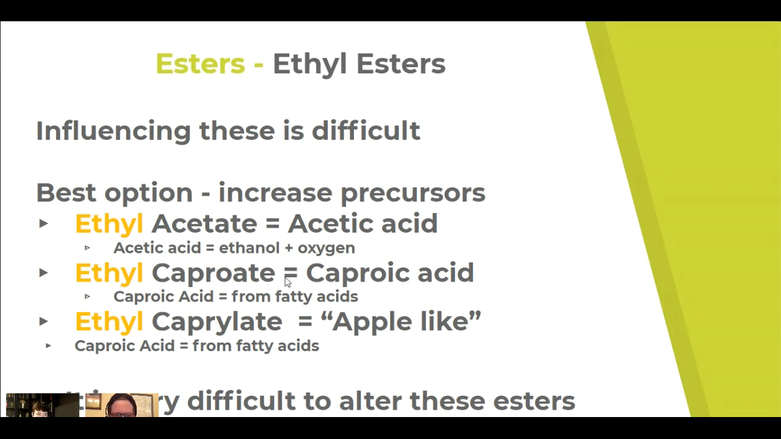Ethyl caproate is produced from caproic acid, which is a fatty acid, and caprylic acid is also a fatty acid, which gives us more of that apple-like characteristic. It's really hard for us to edit these other than acetic acid. Acetic acid we can push the yeast cells to produce more of, and that one's fairly easy, but anything else is very complicated.